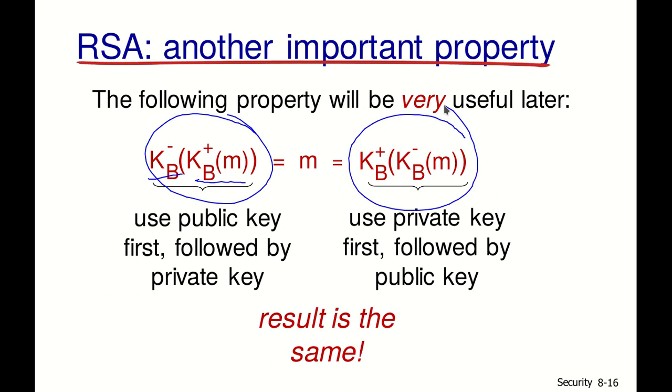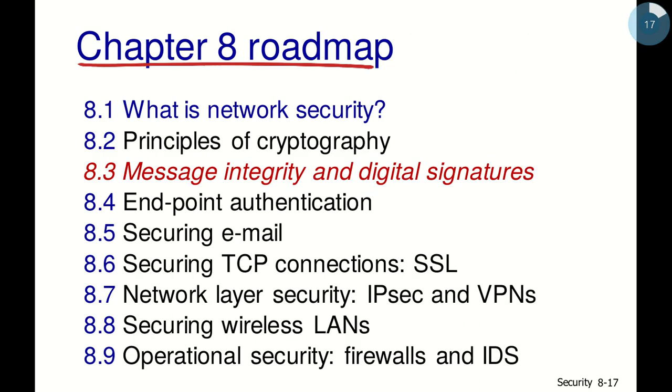On the other hand, this will be used in digital signatures. Let's say B wants to sign the message that it sends. It can use its own private key, and then the receiver of this message can verify whether the signature is valid by using B's public key. Now let's take a look at the digital signature and how it is used to ensure the integrity of a message.